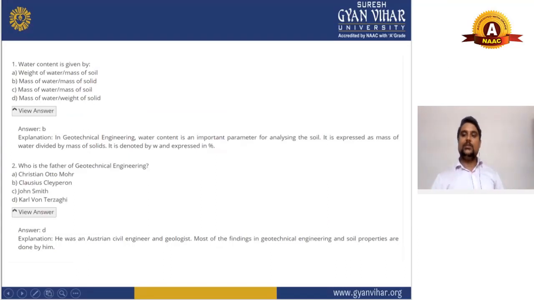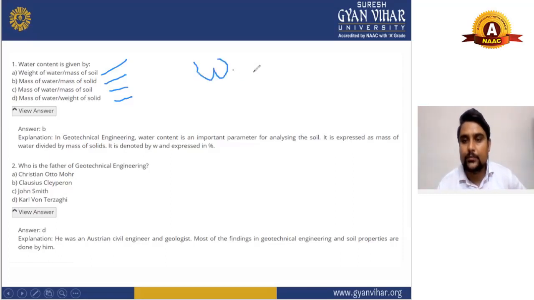Our first question is given here. How will you determine the water content of a soil? The options are: weight of water upon mass of soil, mass of water upon mass of solid, mass of water upon mass of soil, and mass of water plus weight of soils. Let's see how we'll represent it.